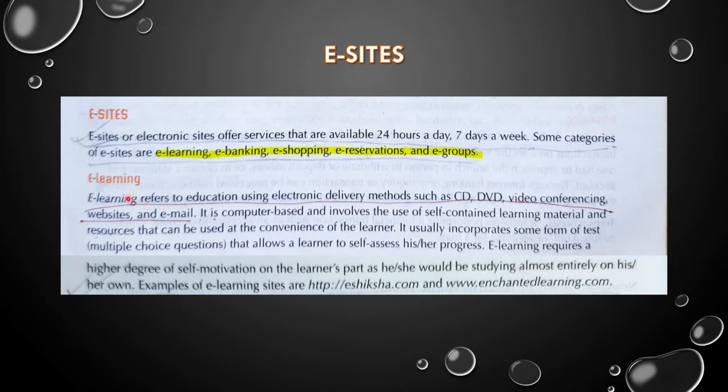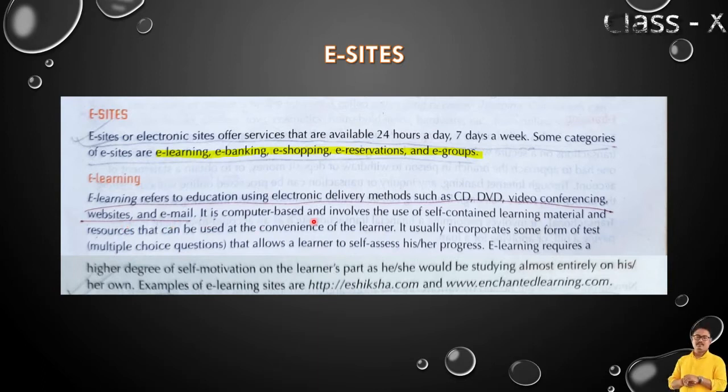E-learning means electronically you will learn. E-learning refers to education using electronic delivery methods such as CD, DVD, video conferencing, websites, and email. There are different e-learning websites. You can buy the CDs and DVDs, or learn through video conferencing. From the website you can get information about your educational topic, and through email also you can get it.